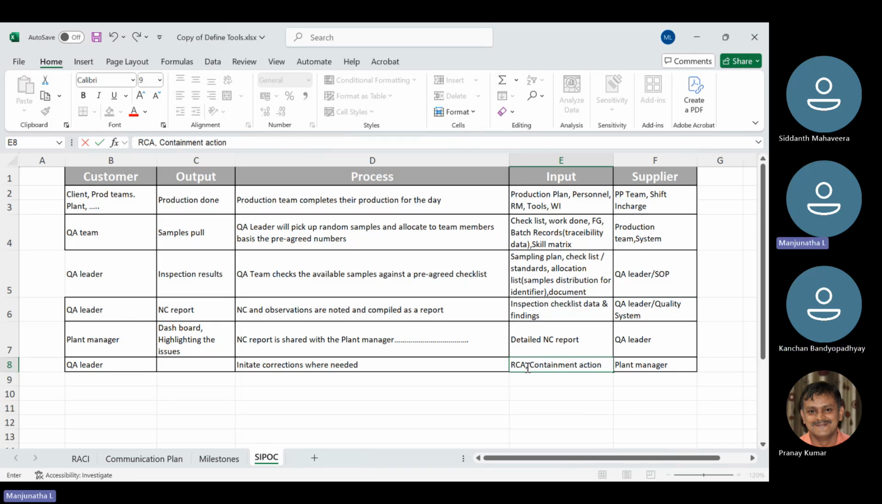Or we can say full NC report, complete NC report. Is that the output? Corrective action report, of course. Yes, corrective action report also. The NC report, because the NC report is also one kind of input, no? Completed NC report.